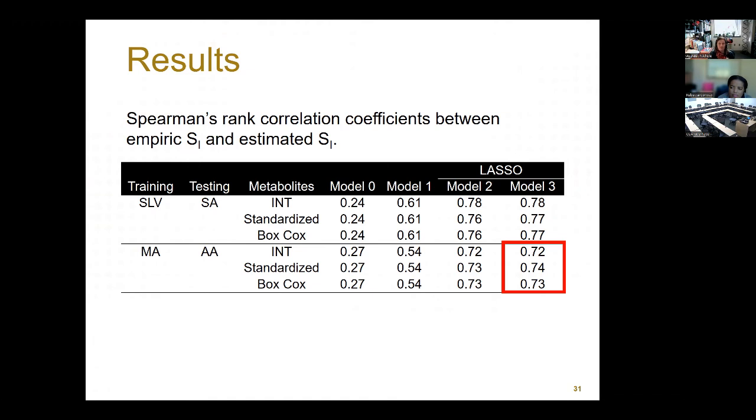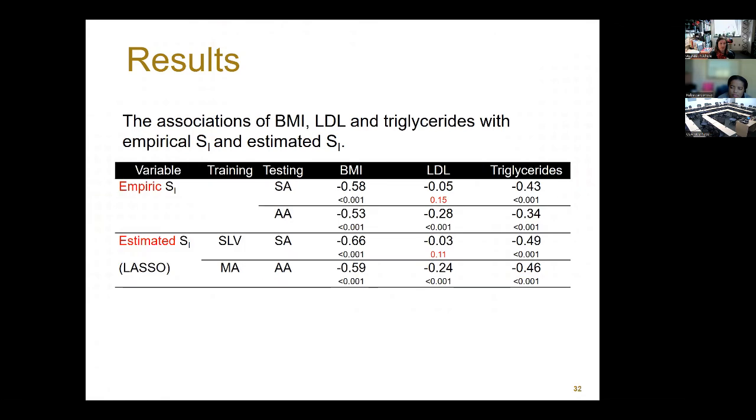So right now I've been focusing really on insulin sensitivity as our dynamic measure of glucose homeostasis. So we next evaluated, in the context of insulin sensitivity, the performance of estimated SI compared to empiric, looking at correlations with other clinical phenotypes in our data set. And so for this, we chose body mass index or BMI, low density lipoprotein or LDL, and triglycerides.